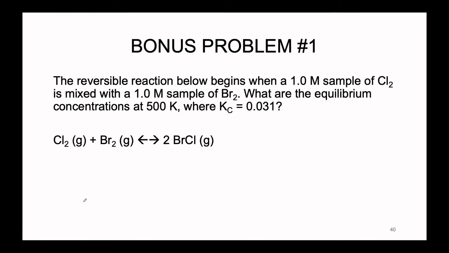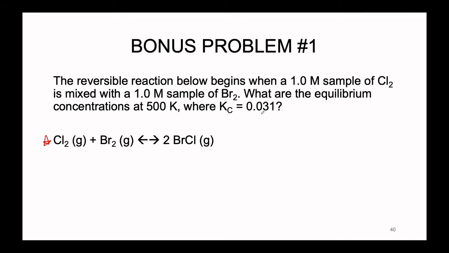The first problem is laid out below. We have a reversible reaction, which is listed here. Chlorine is interacting with bromine reversibly to create bromine monochloride. Wow, it's been a while since we've had to name compounds. BrCl. We have a sample that is 1 molar Cl2 being mixed with a 1 molar sample of Br2. What are the equilibrium concentrations at 500 Kelvin, where our equilibrium constant is equal to 0.031?